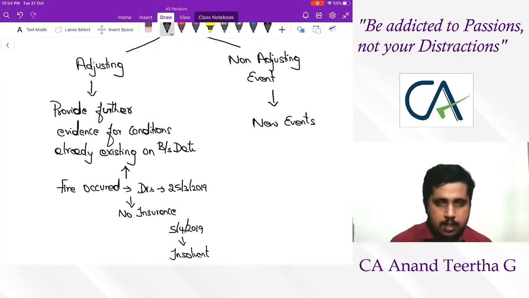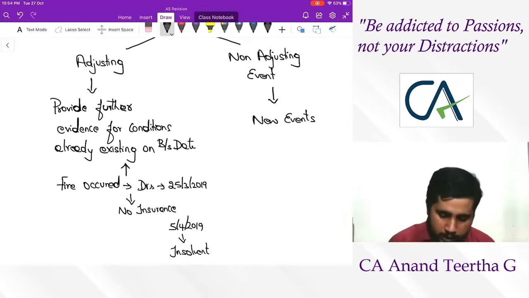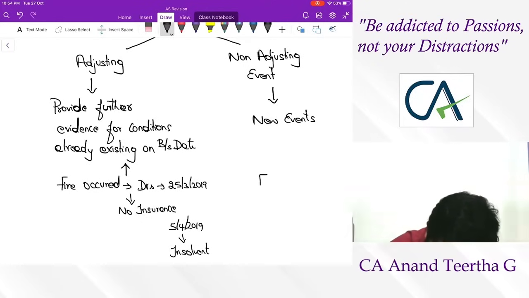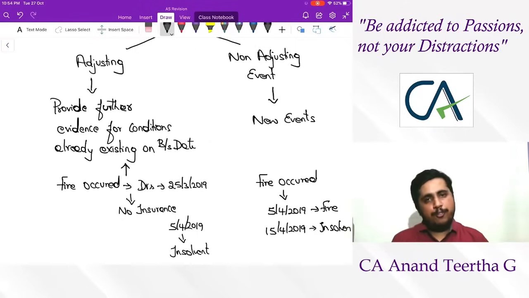Now a question comes: in the example I have given you, if I have to convert that adjusting event into a non-adjusting event, then how can I do it? Just see here, the same example which I gave you, if that fire occurred in the debtor's premises on 5th of April, okay, fire date I will make it as 5th of April, and 15th of April as the insolvency date. So 5th of April fire occurred, 15th of April insolvency took place.